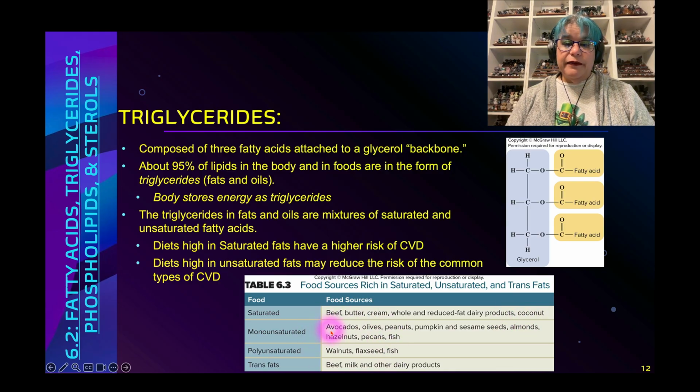Monounsaturated, you've got avocados, olives, peanuts, pumpkin, sesame seeds, almonds, hazelnuts, pecans, fish. Polyunsaturated, you've got walnuts, flaxseed, and fish. Trans, places that you will find this naturally and not put in there after the fact. Well, we've got them in beef, we've got them in milk, and then, of course, since dairy products are made from milk, other dairy products.